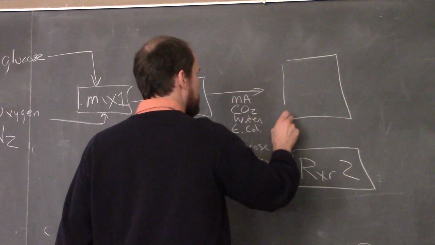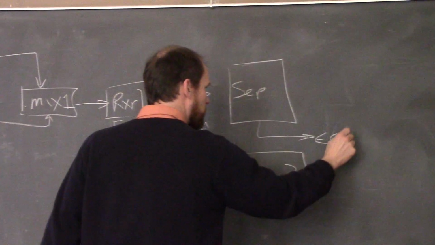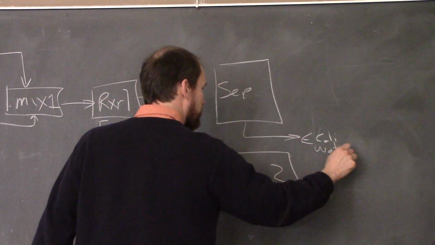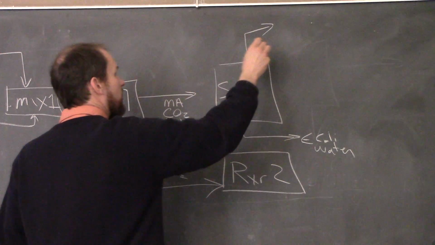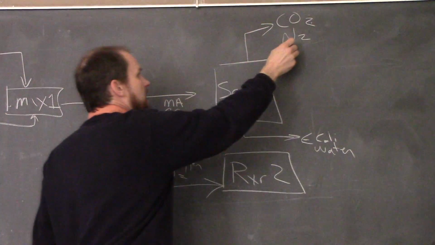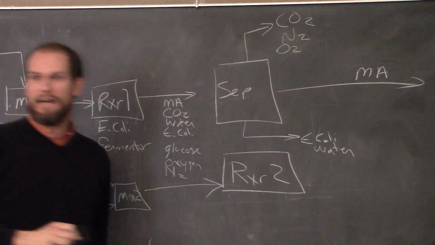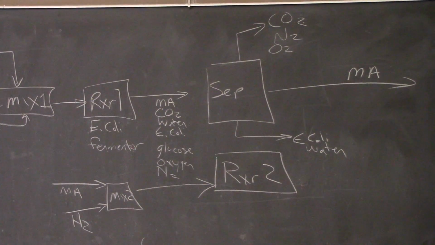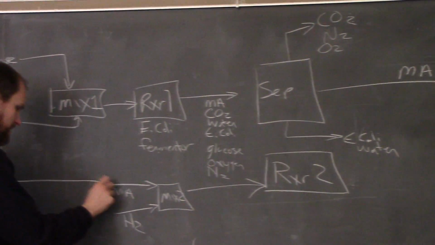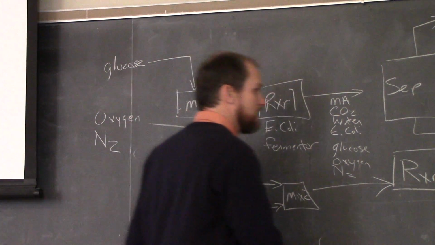So we want to separate our desired components from our undesired components. So in this case, let's see, there are some liquids we want to pull off with E. coli and water. There are some gases we want to pull off, CO2, nitrogen, maybe oxygen if there's extra oxygen. And then the main thing we want to get out of our separator is the muconic acid. And the muconic acid, then we can connect somewhere through here if I had it.